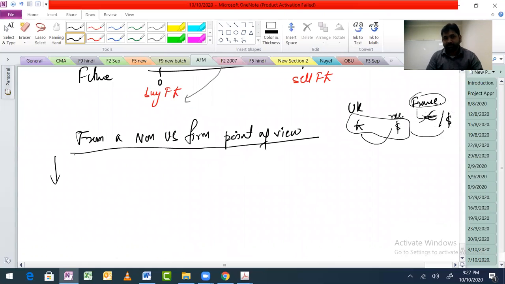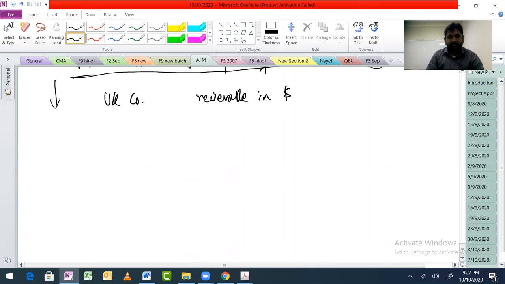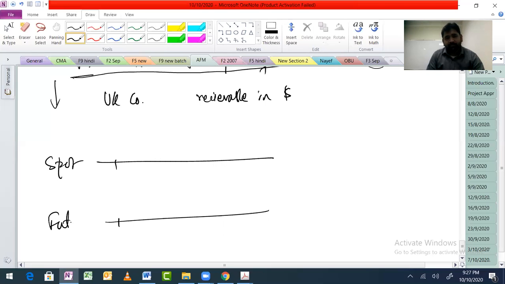Now let me just finish this part. From a non-US firm point of view, let's say we are talking about a UK company who is having a receivable in dollars. Again, two lines: this is your spot market and this is your futures market. Today, obviously, you can't do anything. You're going to receive the money on some future date. So when you receive in dollars, what do you want to do? You want to sell dollars.